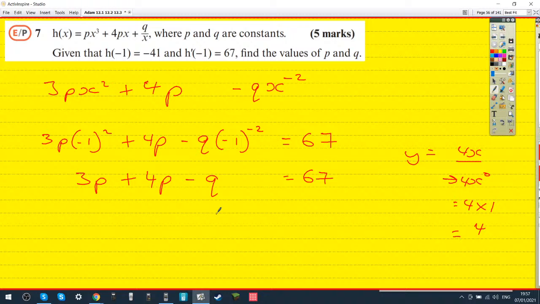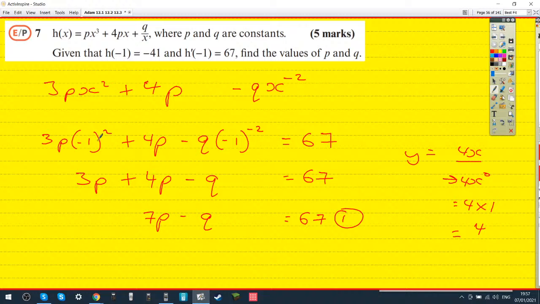And then do we want to work out p first? Simplify it even simpler. 7p minus q. So 7p minus q equals 67. Two unknowns in one equation. We can't solve it. We need a second equation. Would it be 7p plus q, or would it be minus 67? No. One equation with two unknowns. Can't solve it. We need a second equation.